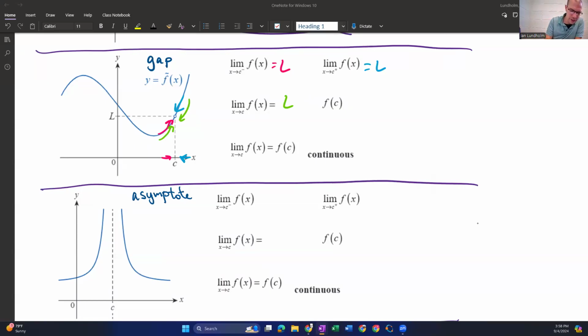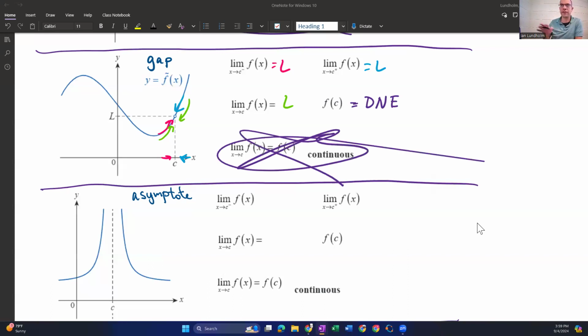In this case, the difference is that f of c does not exist. We'll use DNE for does not exist. It's undefined, you could write that too. But f of c is not defined on this function. And for that reason, again, we are not continuous. Moving on to the next one with an asymptote.